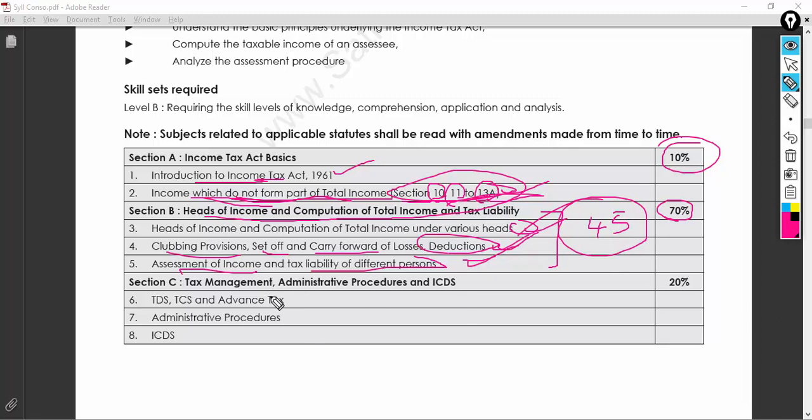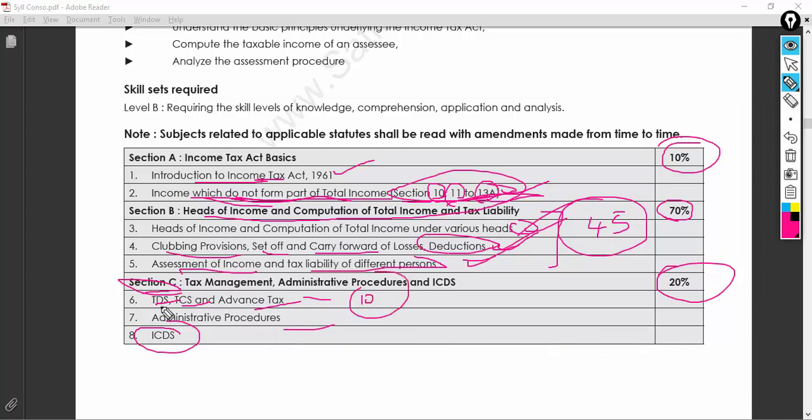And coming to section C, which is carrying 20 marks, or 20%, here we have TDS, TCS, advance tax, including these things. If you concentrate on this, you can get 10 marks. I'm taking the worst number. 10 marks is not at all a difficult task.